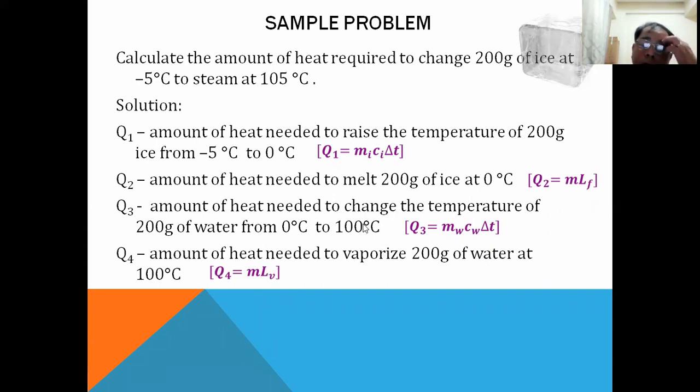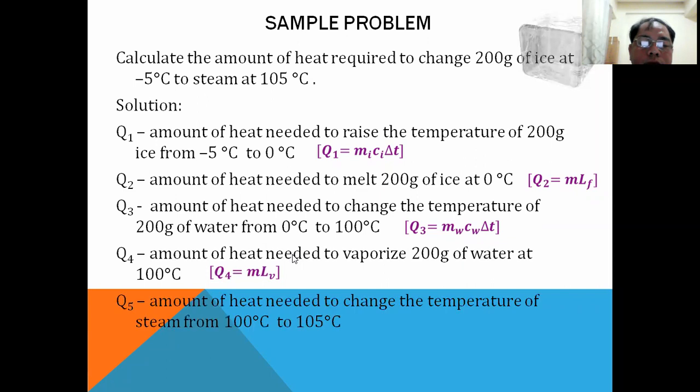So that's another step. From 100 degrees liquid, you want to make it steam at 100 degrees. Once all of the water is changed into steam, that's the time that the temperature can increase further. You can now increase it from 100 to 105. Now, Q sub 5 is the heat that you need to increase the temperature to 105 degrees Celsius. Here you'll need the other equation: mass of the steam times the specific heat of the steam times its change in temperature.